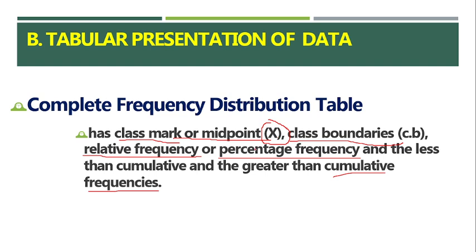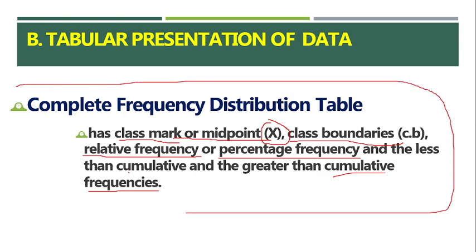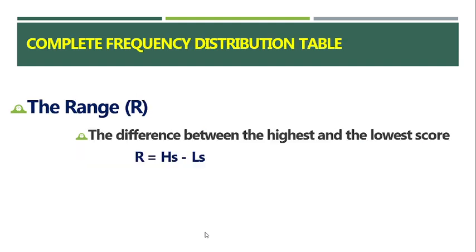Alright, with that said, let's get started in order for us to make this complete frequency distribution table. First in line, we have the first part, which is the range. When we say range, it is the difference. The difference of what? The highest and lowest score. What is that highest and lowest score?